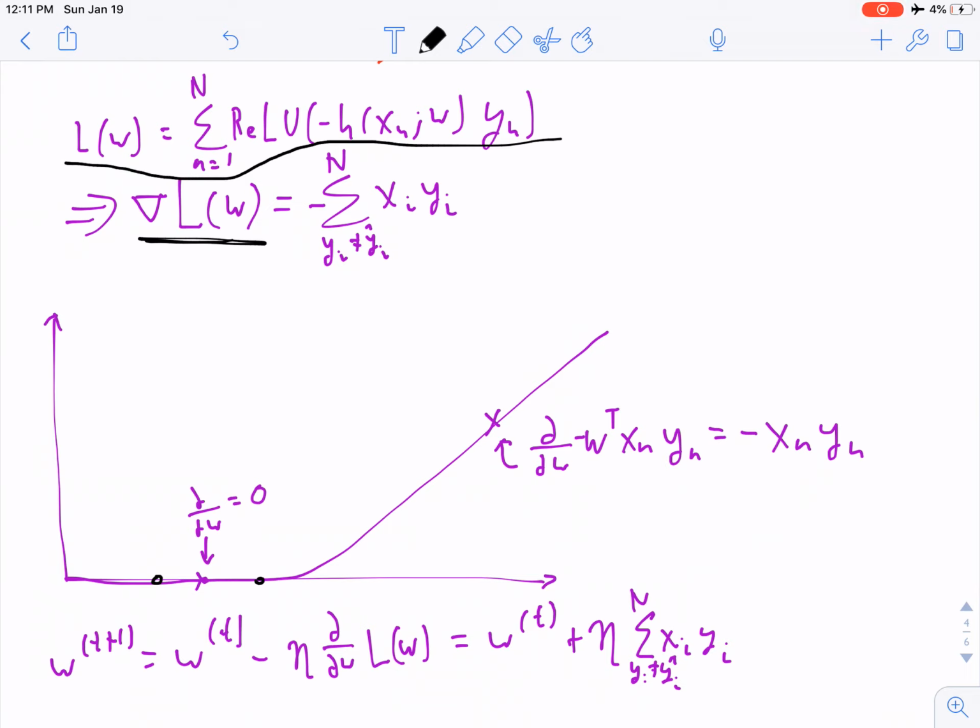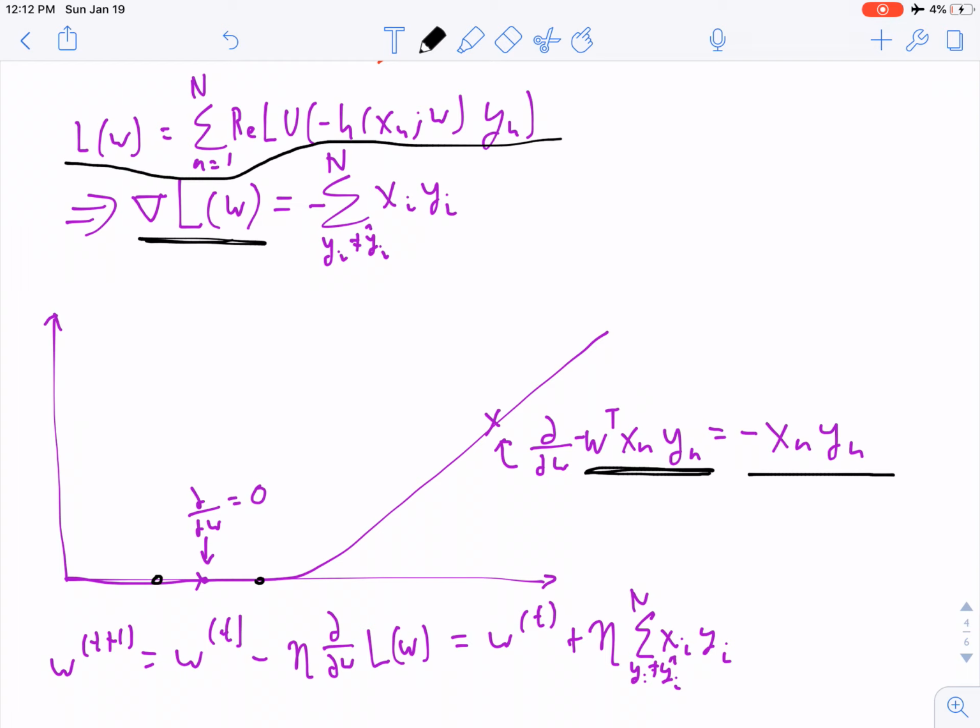So those won't contribute to the gradient at all. The things that will contribute to the gradient are the non-zero terms. If you misclassify a point, then your contribution to the loss will be this, and the gradient of this with respect to W is just negative xn yn. You can get that by matrix rules, or you could just think about what the gradient is.